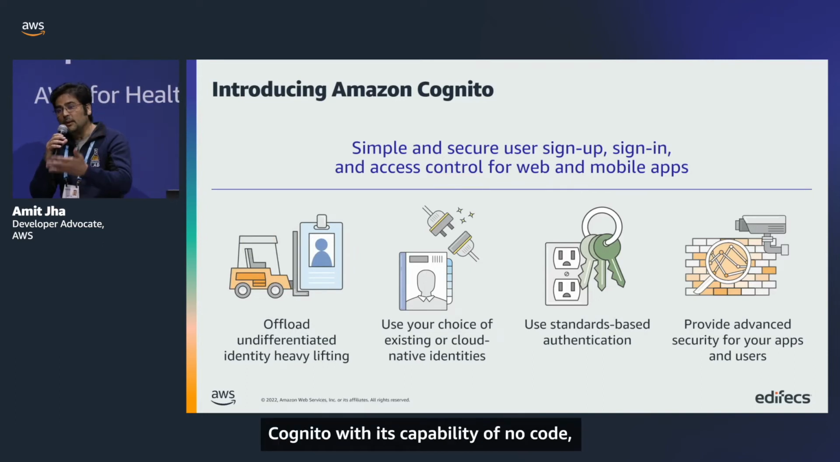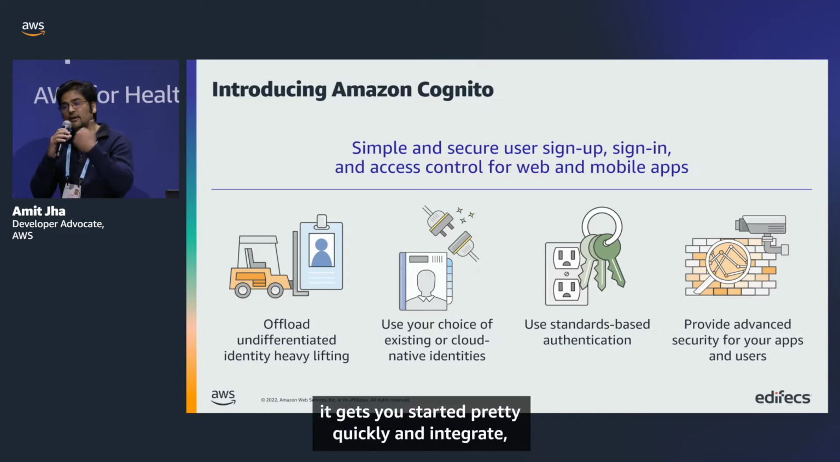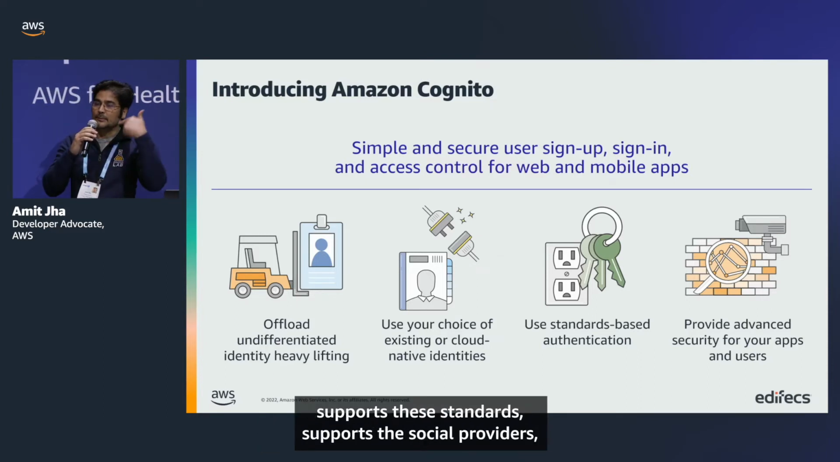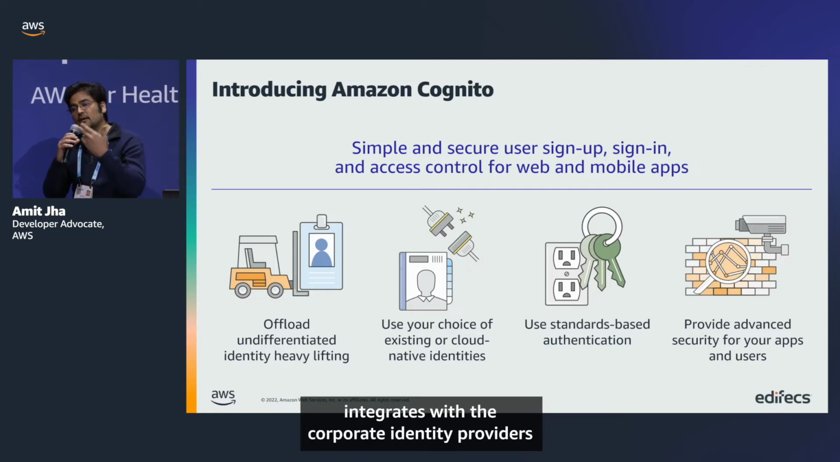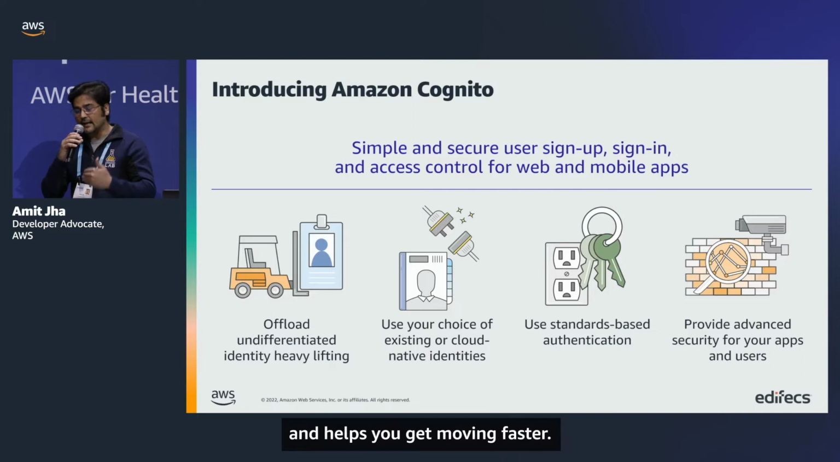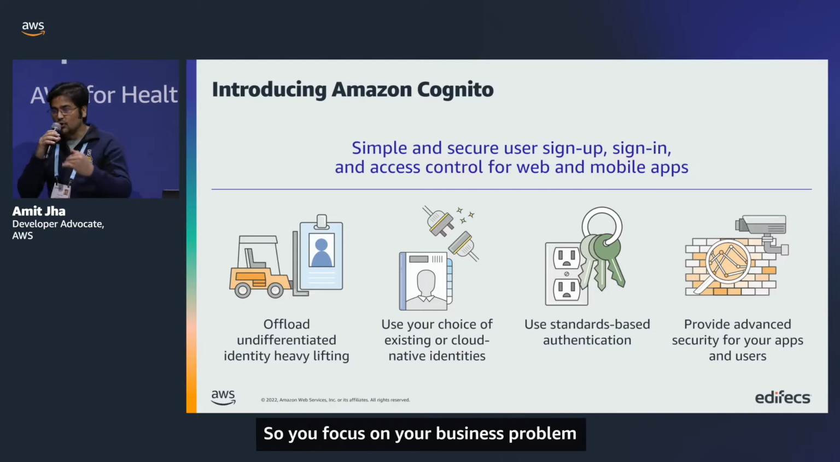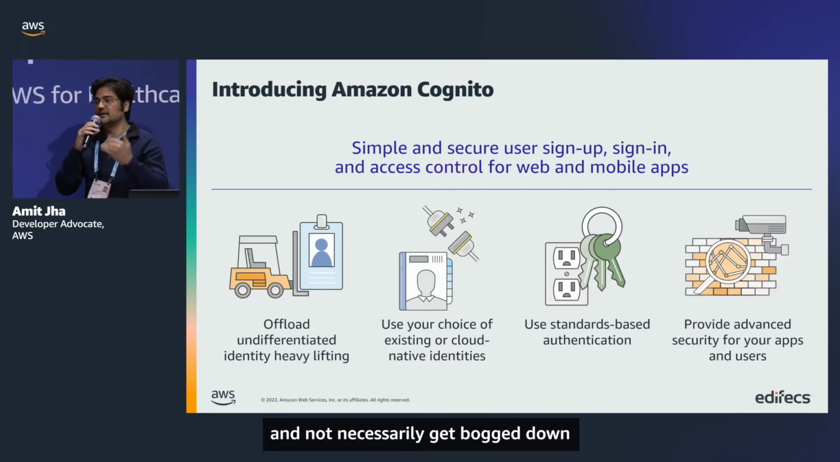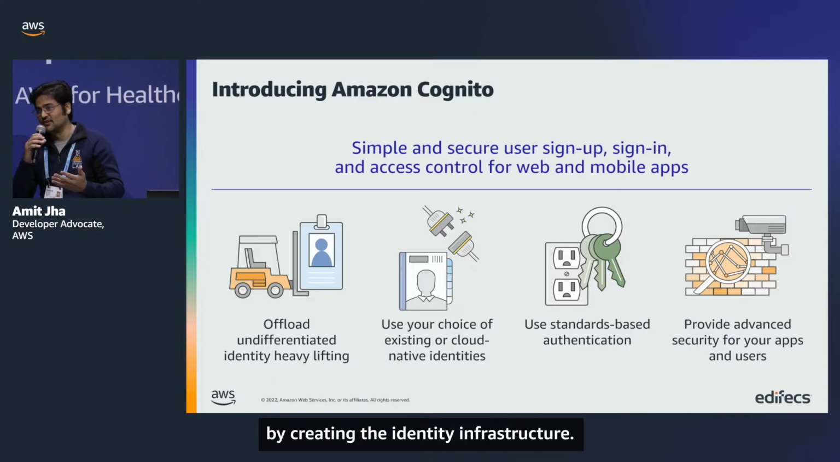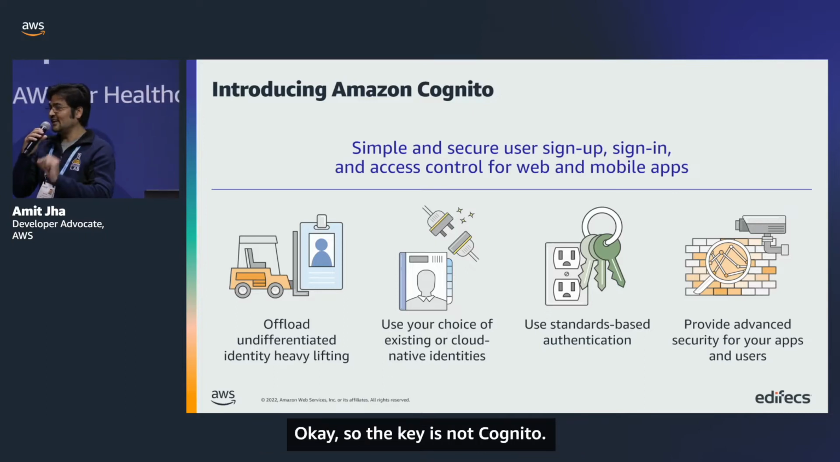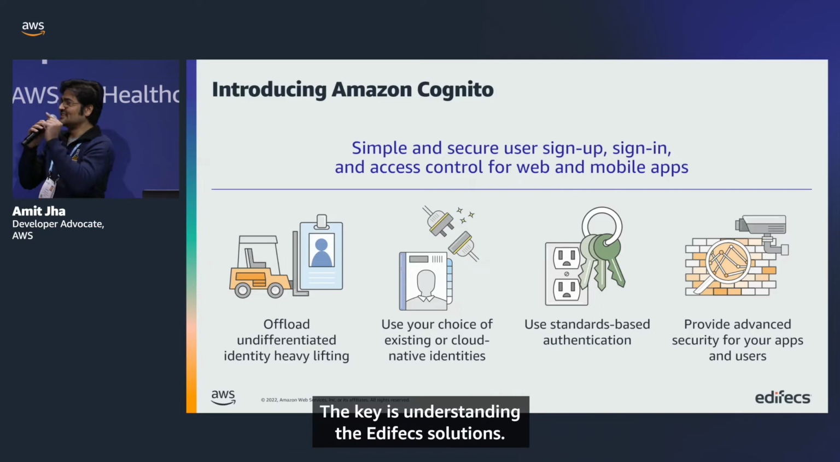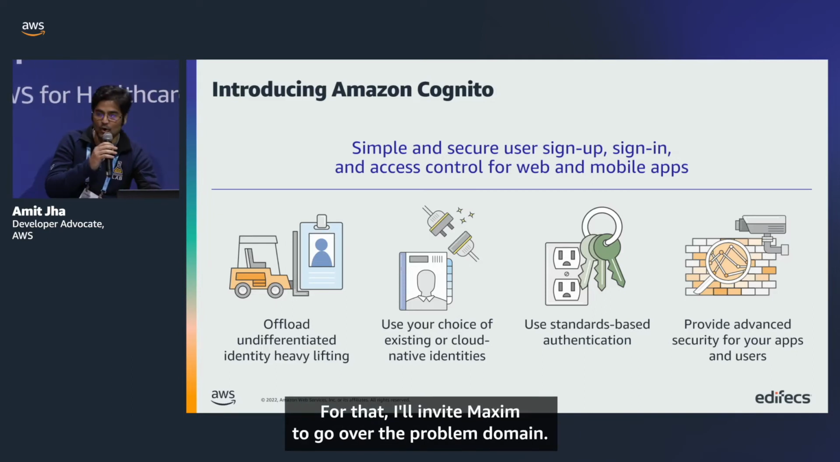Cognito, with its no-code capability, gets you started pretty quickly, supports the standards, supports the social providers, integrates with the corporate identity providers, and helps you get moving faster. So you focus on your business problem and not get bogged down by creating the identity infrastructure. Okay, so the key is not Cognito. The key is understanding the Edifecs solutions. For that, I'll invite Maxim to go over the problem domain.